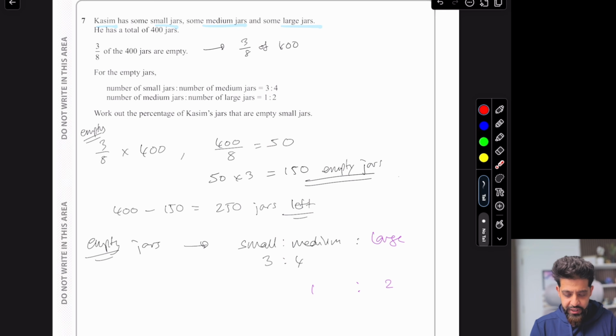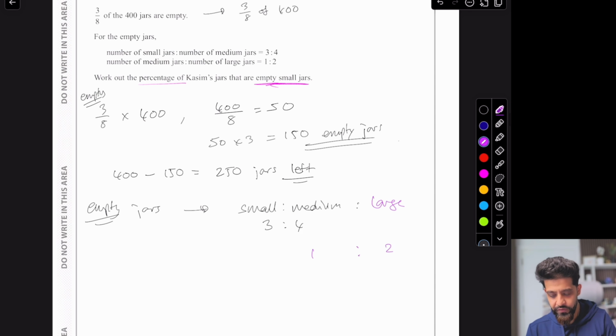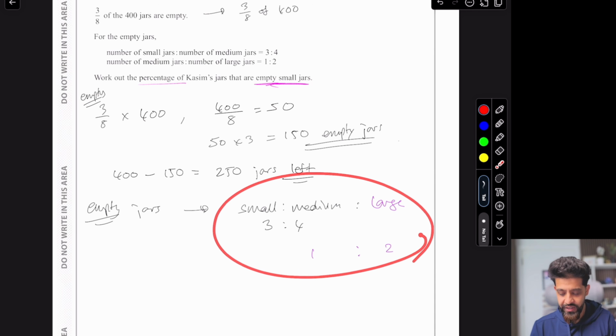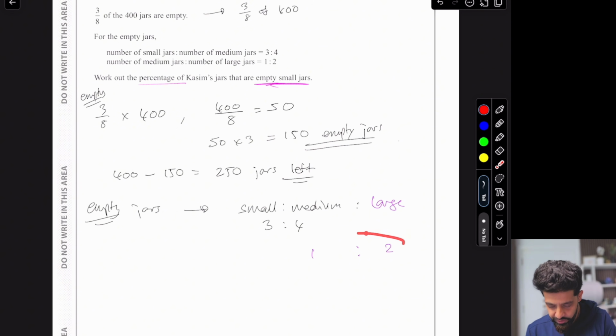Now, work out the percentage of Qasim's jars. That's our question. Work out the percentage of Qasim's jars that are empty and small jars. So first of all, what we need to do with this question is compare it across small, medium, and large. And then we can divide those 150 jars accordingly. But first, we need to handle this. We need to merge them together so that we can compare small, medium, and large.